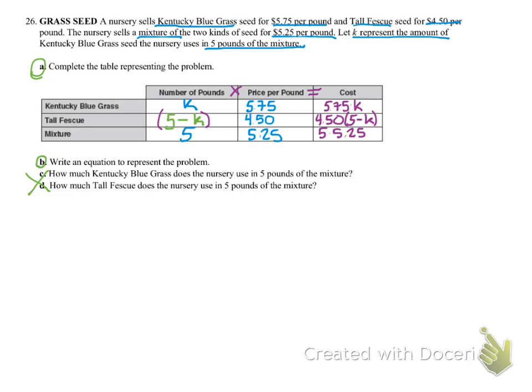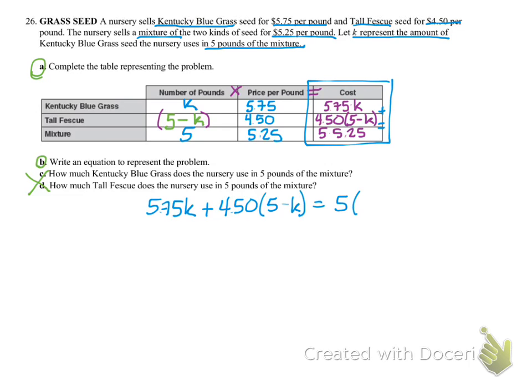Now to write our equation, we're going to only be using the cost column. We're going to add together the two types to equal the mixture. So your equation is 5.75K plus 4.50 times the quantity 5 minus K equals 5 times 5.25. Now I'm not going to solve that for sake of time, but you should be able to do that easily. You need to distribute, combine like terms, etc., etc.